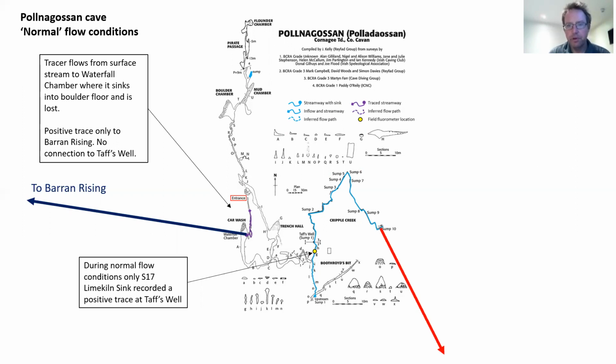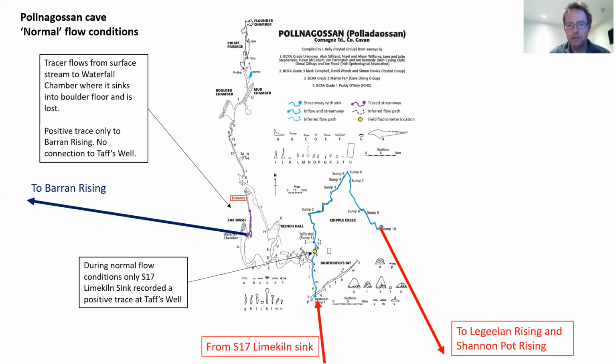Now, we've proven that the additional stream, the stream in the southeastern corner, drains to the Geelan Spring and the Shannon Pot Rising system. So it's part of the Shannon River system. And we've also proven where the water comes from. It comes from a small doline, which is in the catchment of the cave.